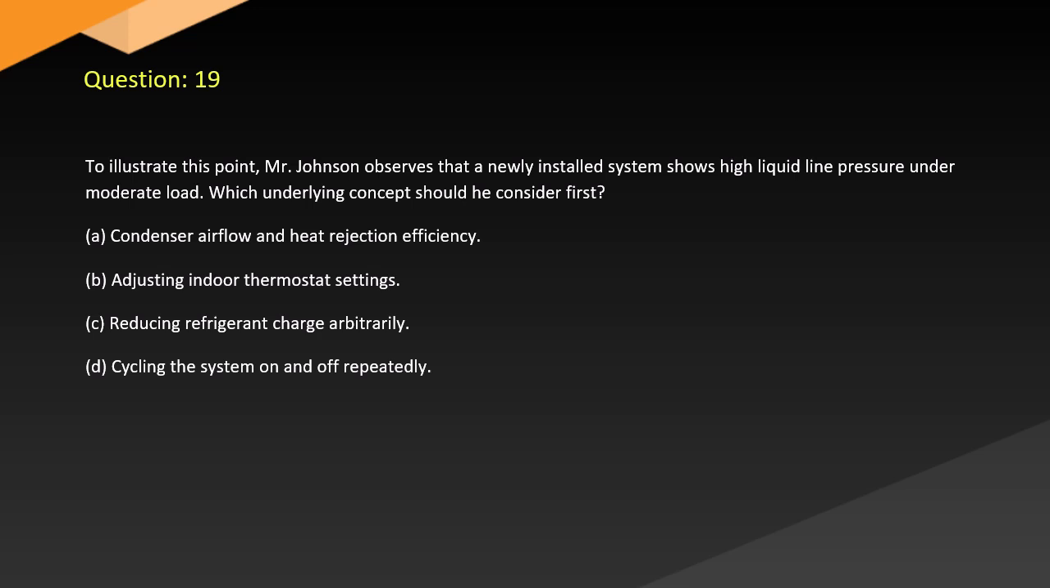Question 19. To illustrate this point, Mr. Johnson observes that a newly installed system shows high liquid line pressure under moderate load. Which underlying concept should you consider first? A. Condenser airflow and heat rejection efficiency. B. Adjusting indoor thermostat settings. C. Reducing refrigerant charge arbitrarily. D. Cycling the system on and off repeatedly.